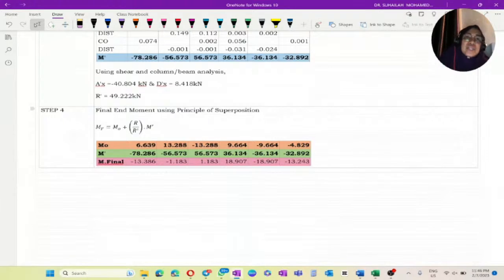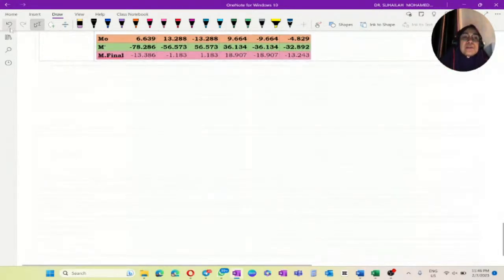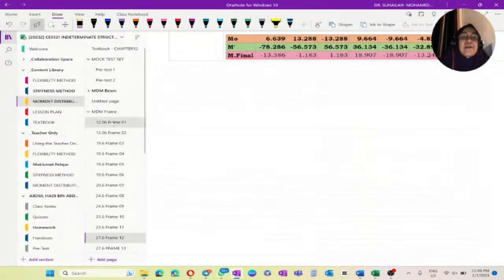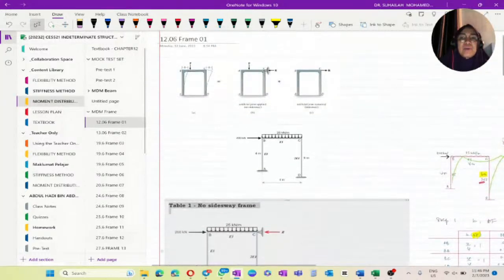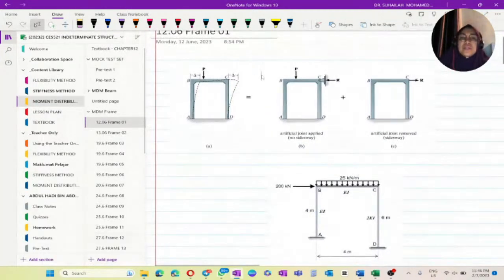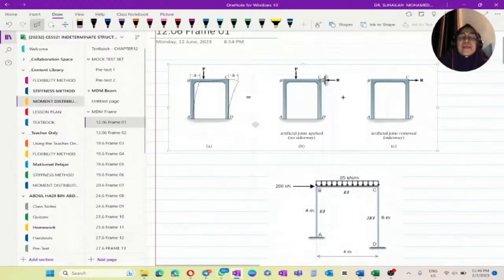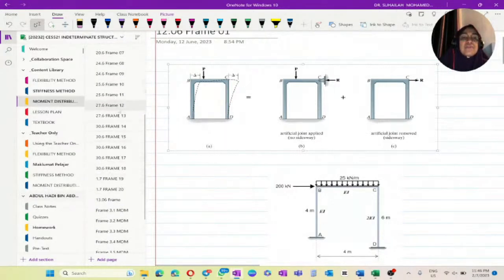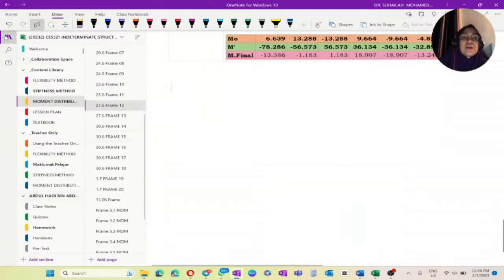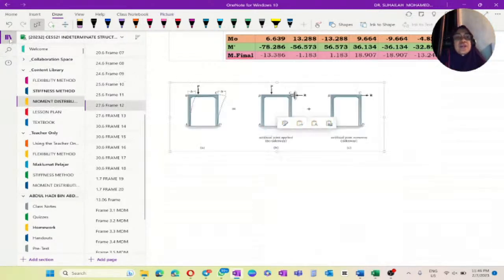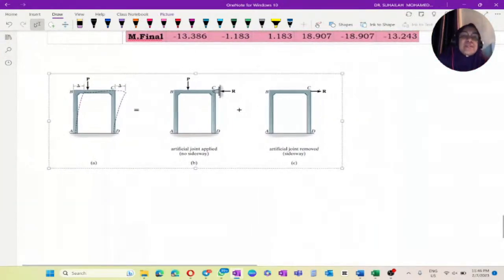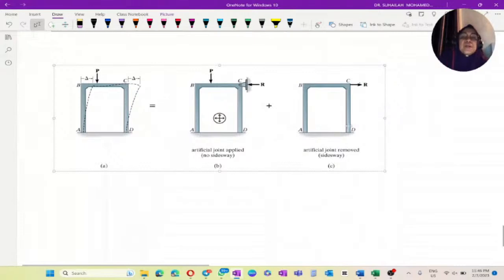Final end moment actually comes from the basic concept. The basic concept explained in the textbook. So the basic concept, everyone should actually understand about this basic concept. Okay, this one is the concept. Actually, this I get from the textbooks. This is the concept, how we get the final equation. So for the final equation, actually we have to understand about this simple concept.